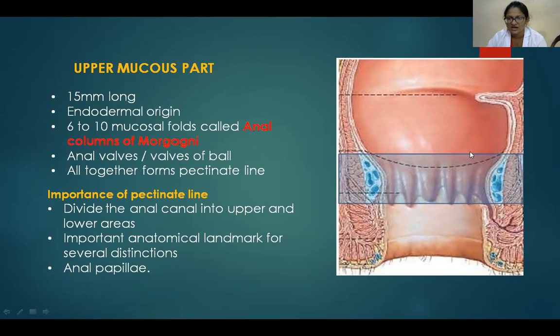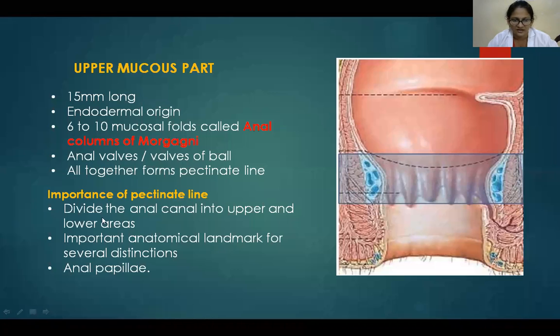This is about the upper area, the upper mucosal part. It consists of the anal columns and the anal sinus. The downward projection of the anal column is called an anal papilla. All of this together forms the pectinate line.